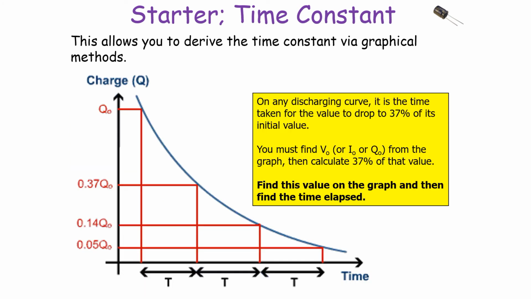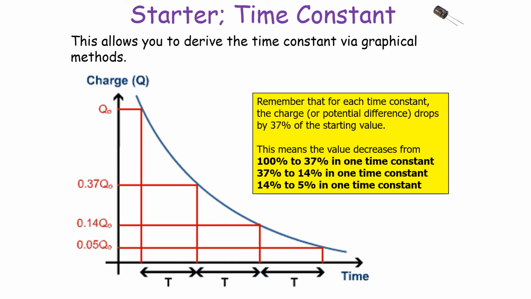So you can derive the time constant via graphical methods. On a discharging curve, what you would do is work out the time taken for the value to drop to 37% of its initial value. So you find V0, I0, Q0 from the graph, and then calculate 37% of that value. Now remember, it's 37% of the starting value. So in one time constant it goes from 100% to 37%. In the second time constant it goes from 37% to 14%, because 37% of 37% is 14%, and then from 14% to 5% in the next time constant.